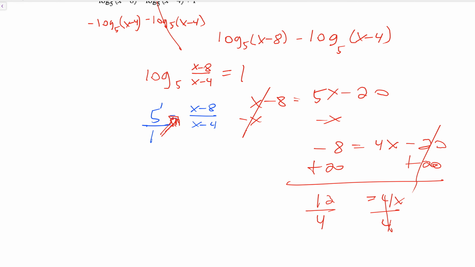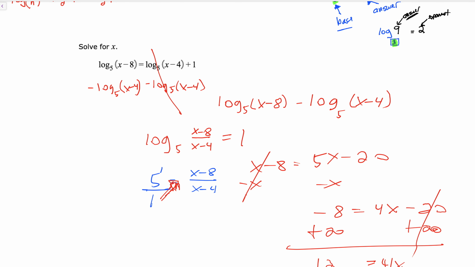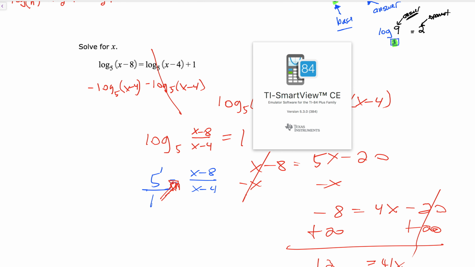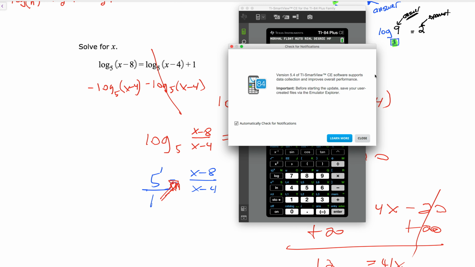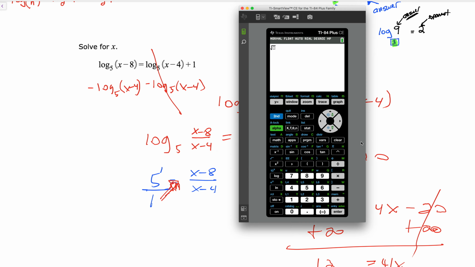4, and then 4, and then x equals 3. Bam. By the way, technically, log problems are checkable because you could just plug 3 back in. And the argument of a log can never be negative. So if I go log of negative 2, you've got a problem.